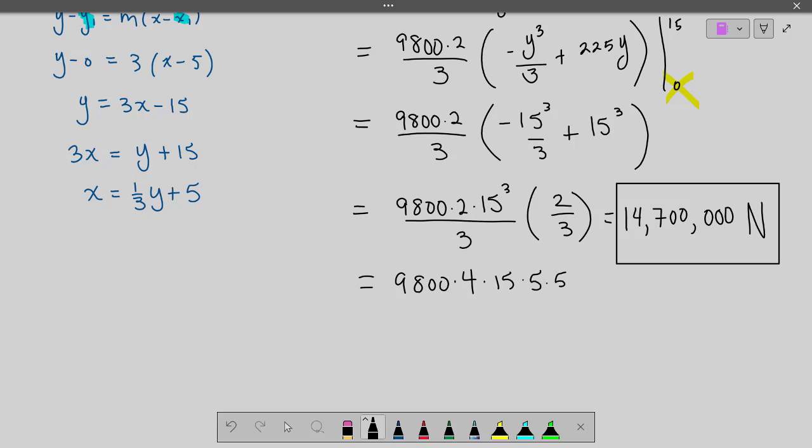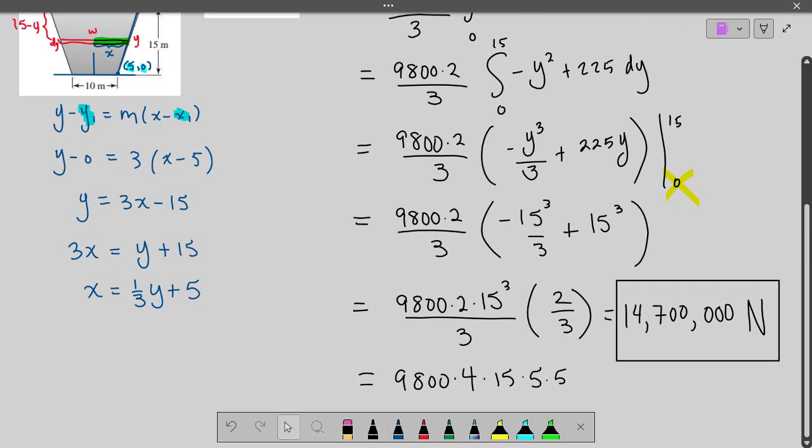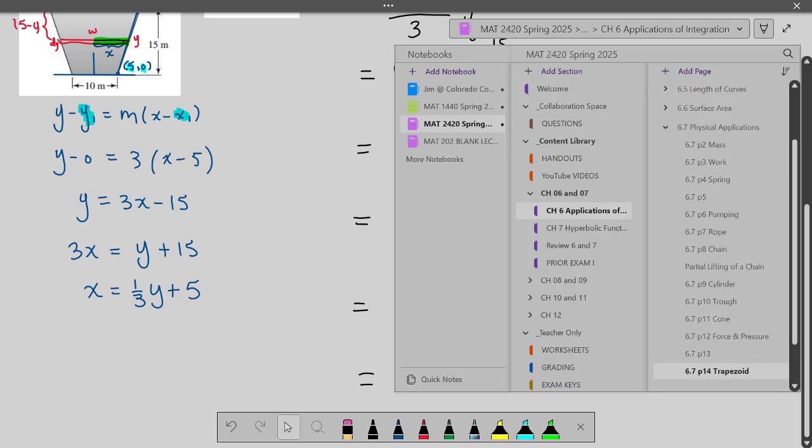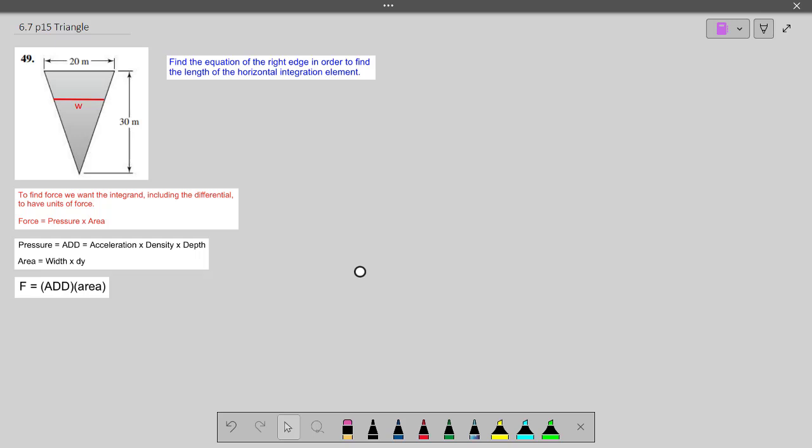All right, any piece of the setup there? Let's try another one then. These aren't that different than the work ones. We have the same kind of shapes. Let's try a triangular one.